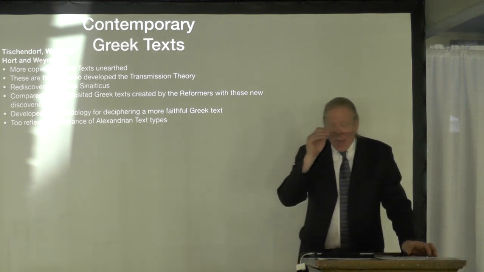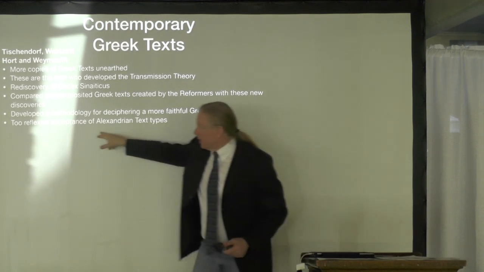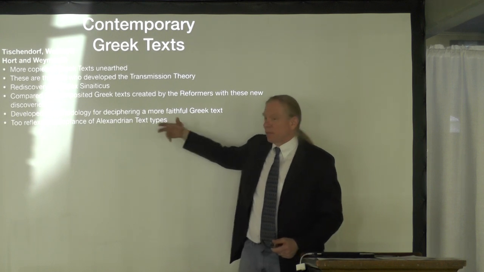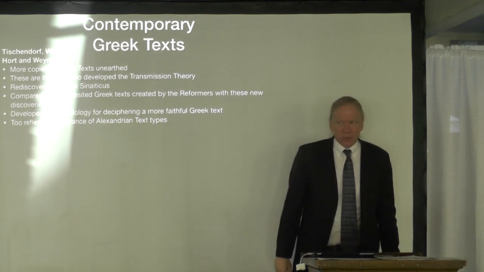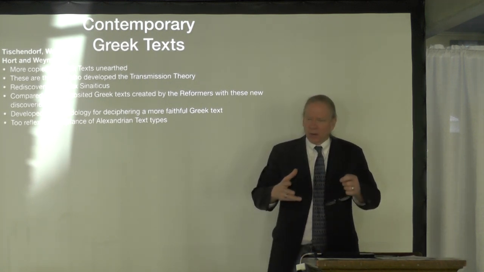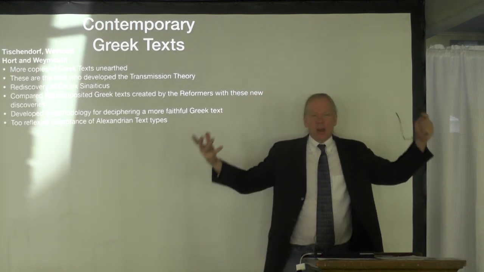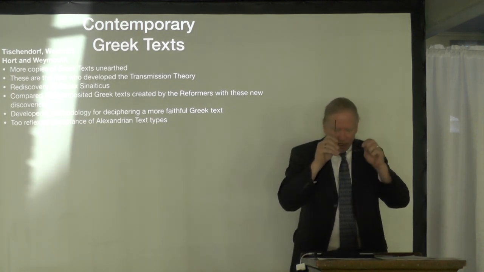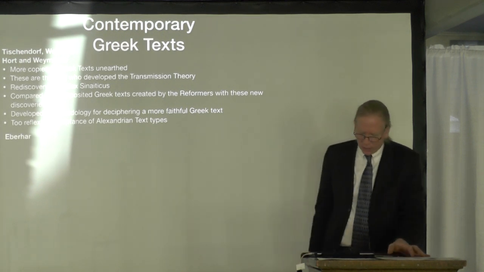Now, I will confess that even contemporary scholarship believes that they had a too reflexive acceptance of Alexandrian texts. They just said, oh, it's Alexandrian, therefore we're going to accept those. And I think that's foolish too. Most contemporary scholars believe that we need to look at the whole package, every text, and come to an evaluation of what's closest to the original and not just have a bias towards one or the other. But they certainly had a very reflexive acceptance of Alexandrian texts.